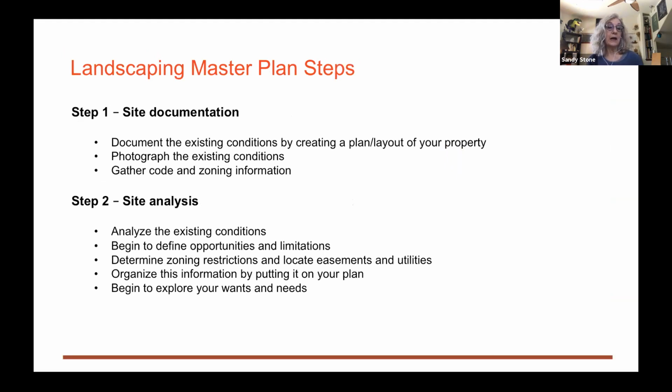So what we're going to talk about today is documenting the existing conditions and creating a plan and a layout of your property, photographing your existing conditions, gathering code and zoning information. And then in the second part, we'll be talking about site analysis, where we'll take all the information that you've gathered during site documentation and begin to analyze those conditions, define opportunities and limitations, determine your zoning restrictions and locate easements and utilities, and organize this information by putting it all on your plan and begin to explore your wants and needs.